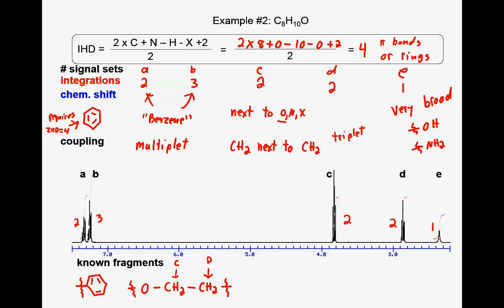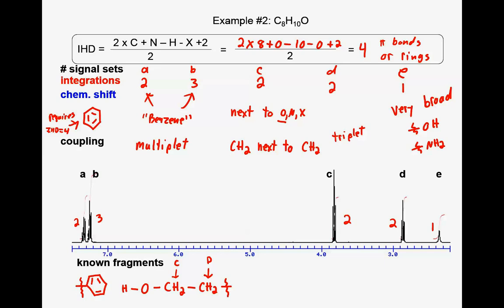Okay, so let's see. We know that we've got peak E, and so do you think it's an OH or an NH2? Yeah, I'm guessing it's probably an OH. And so what we can assume, since we've only got 1 oxygen, is an OH right there, because that oxygen's got to be connected to something. And so we only had 1 more atom to play with, and it was that hydrogen.